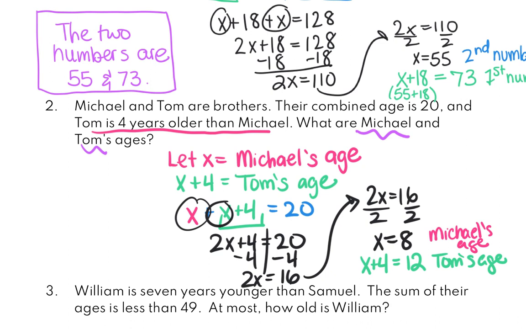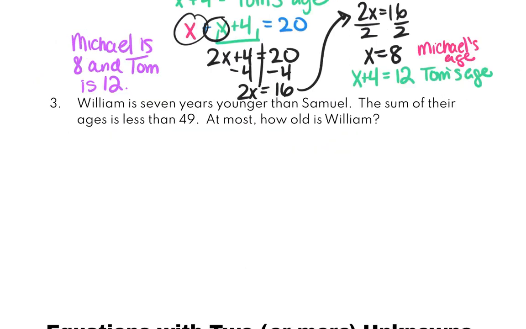The sentence: Michael is 8, and Tom is 12. We can check that because 8 plus 12 gives us 20. Try number 3 and then come back and check and see how you did.